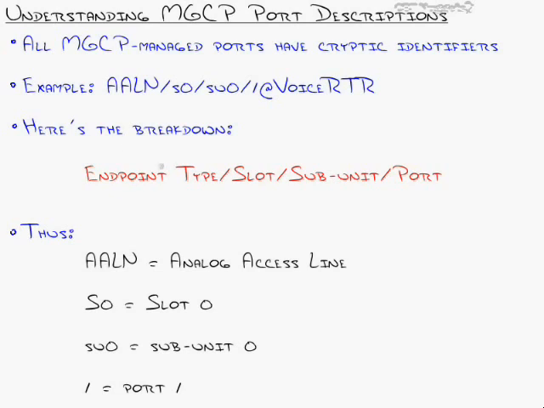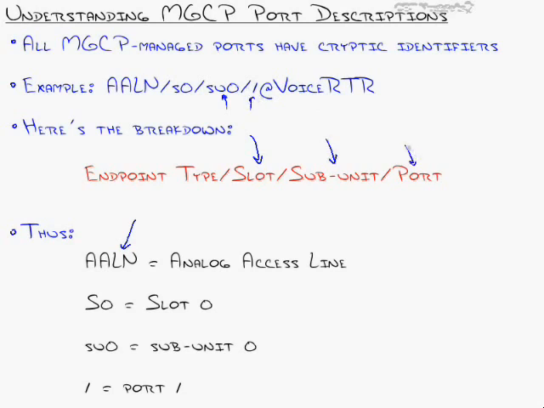You can see the general breakdown: endpoint type/slot/subunit/port. So when I see this description right here, AALN stands for Analog Access Line. So if I had configured an FXS or an FXO port using MGCP, it would have been defined as an AALN. After that, when you see S0, that is the slot number. It's currently installed in slot 0. SU0/1 is actually 2 separate pieces. SU0 is subunit 0. Then you have the slash, and this last number right here is port 1.